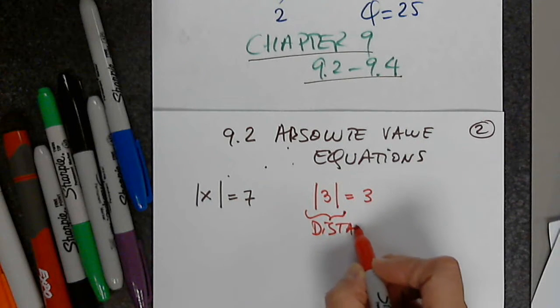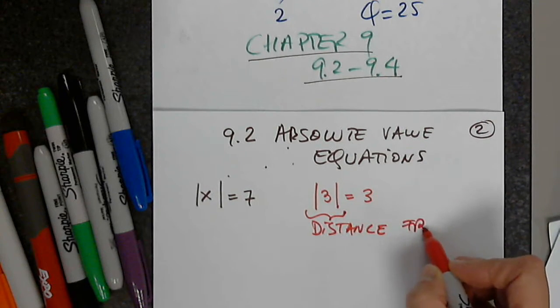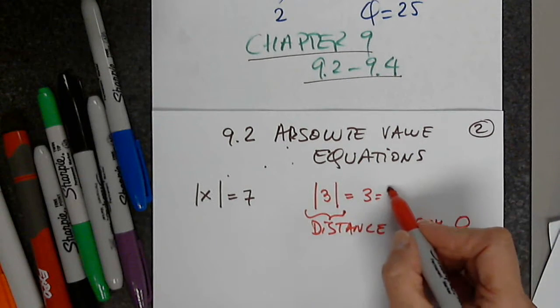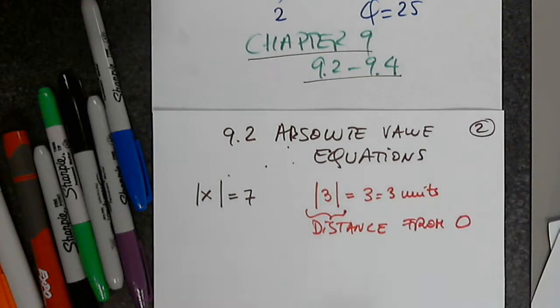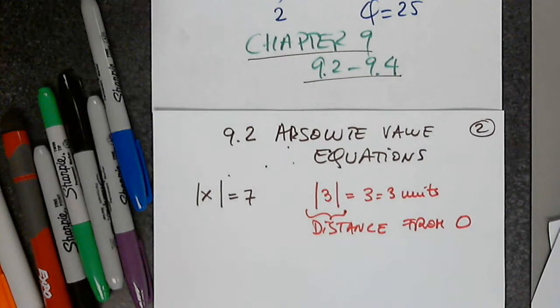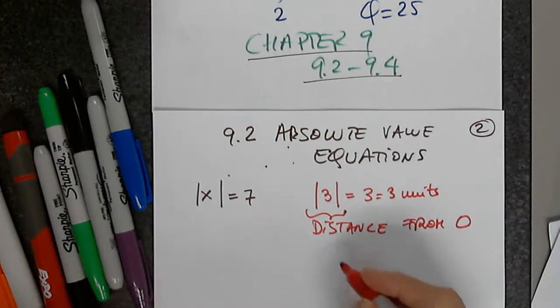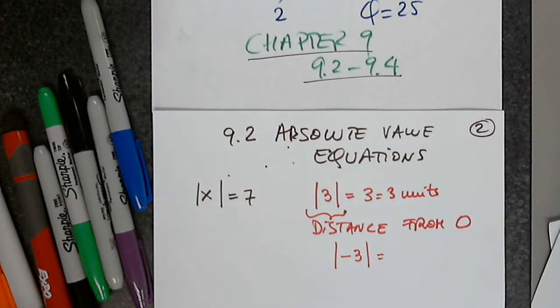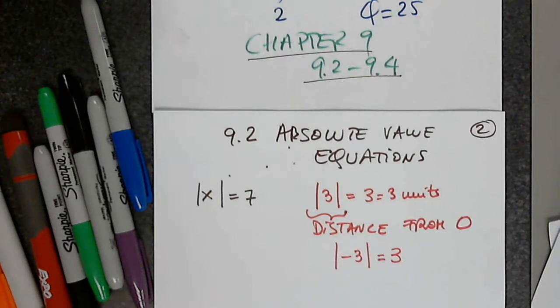Exactly, the distance from 0. That's why it's 3 units. That's what it means. What about the absolute value of -3? What will that be? It depends on how far away -3 is from 0. How many units is -3 away from 0? 3. That's why the answer is 3.